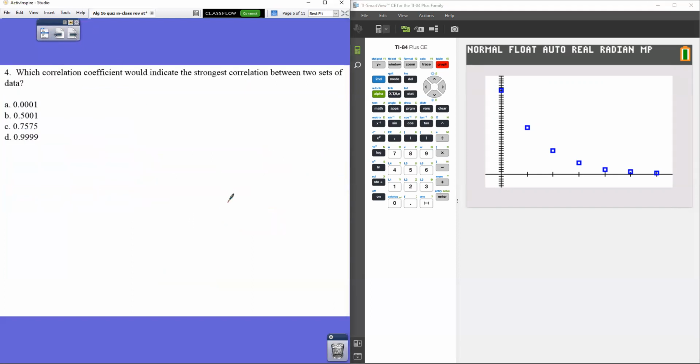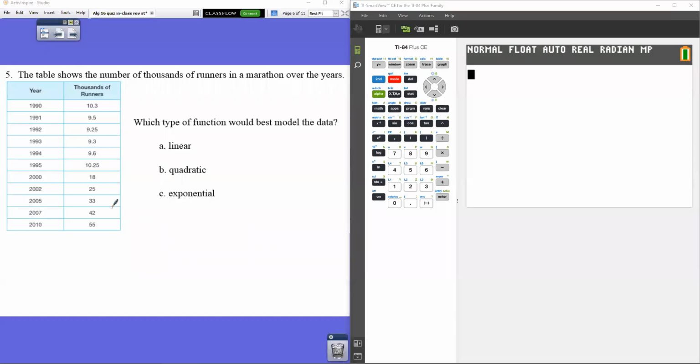In question number 4, which correlation coefficient would indicate the strongest correlation? Remember, the strongest is the one that's closest to 1 or -1. The one that's closest to 1 or -1 would be 0.999999. This one is closest to 0, so that's not the right answer. We want 1 or -1, so this would be choice D.